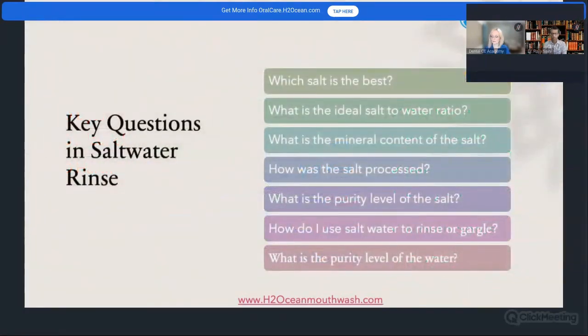Some of the key questions in saltwater rinses: Which salt is the best to use? What is the ideal salt to water ratio? What is the mineral content of the salt? How was the salt processed? What is the purity level of the salt? How do I use the salt water to rinse or gargle? What is the purity level of the water?